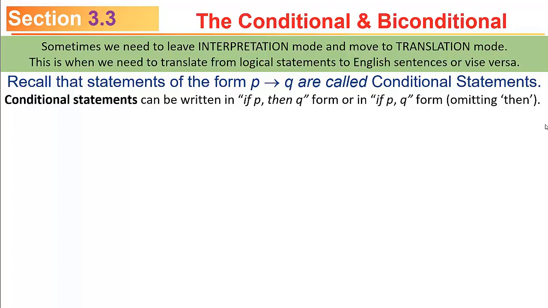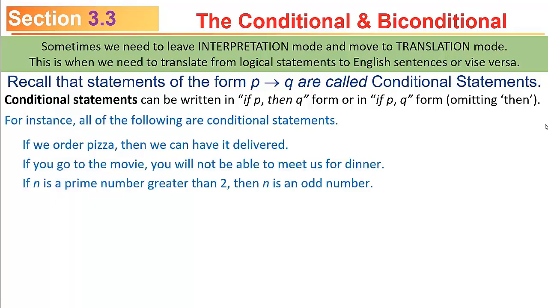Conditional statements can be written in the form if P then Q. Sometimes the word then is left out: if P, comma, Q. It just means that in the English language sometimes you leave out the word then, but it's understood to be there. For instance, all the following are conditional statements.